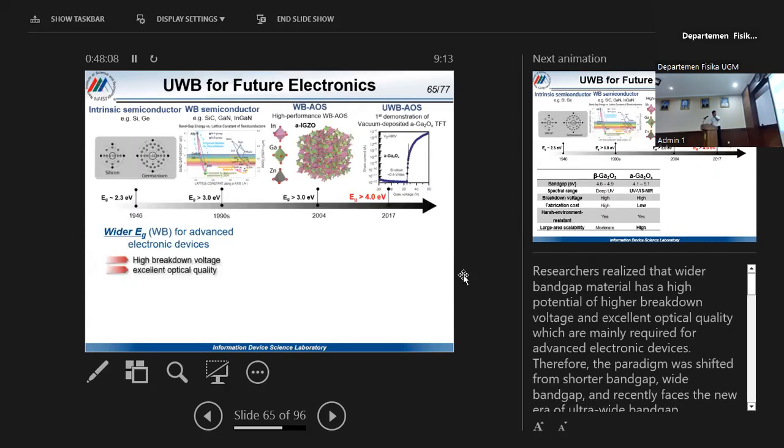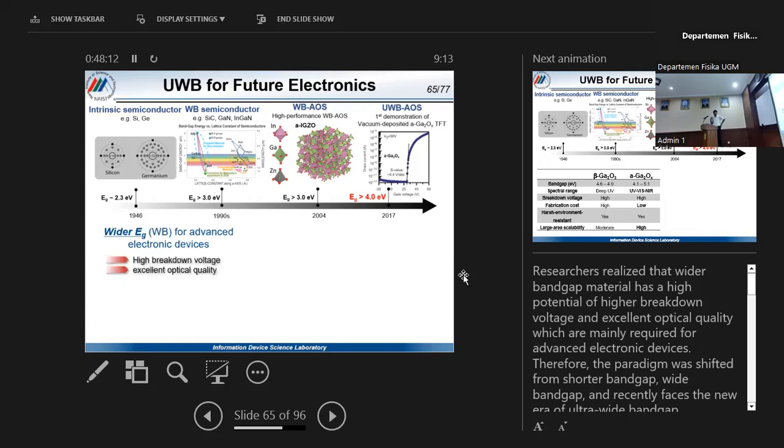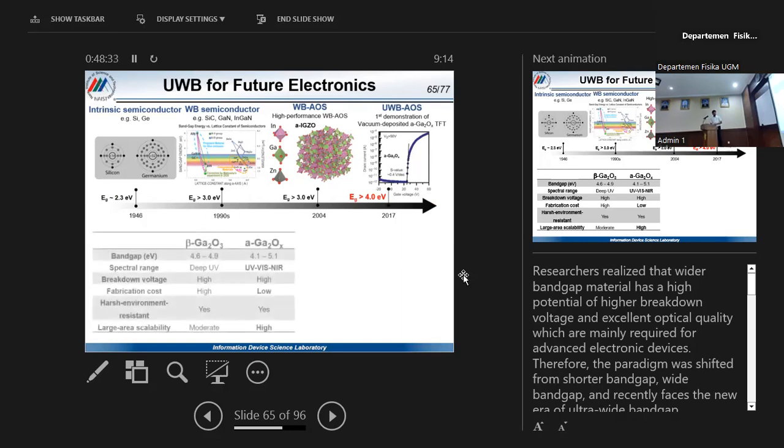So next, I want to talk about this topic. So previously, I showed you examples of amorphous oxide semiconductors using wide bandgap semiconductors. But in the future, I think ultra-wide bandgap semiconductors will be useful. This is because they have high breakdown voltage, they have excellent optical quality because of the very large bandgap, and they can be used for many applications.